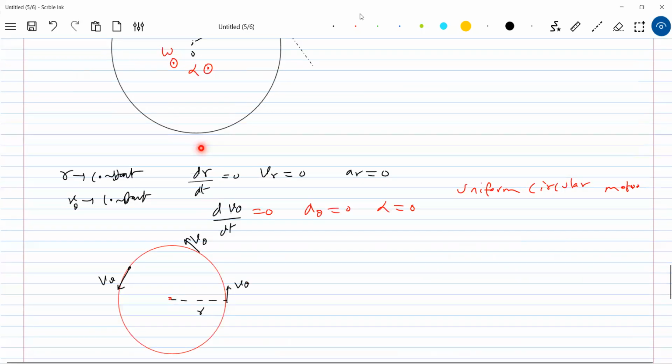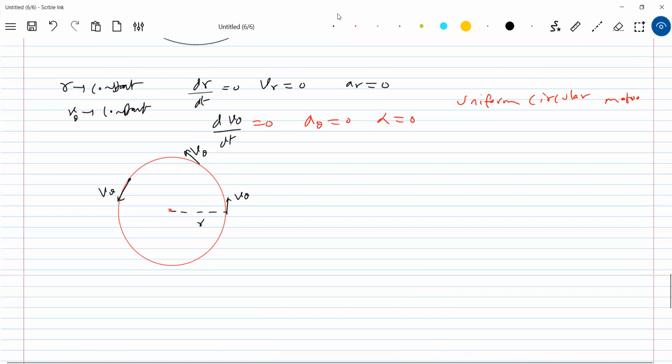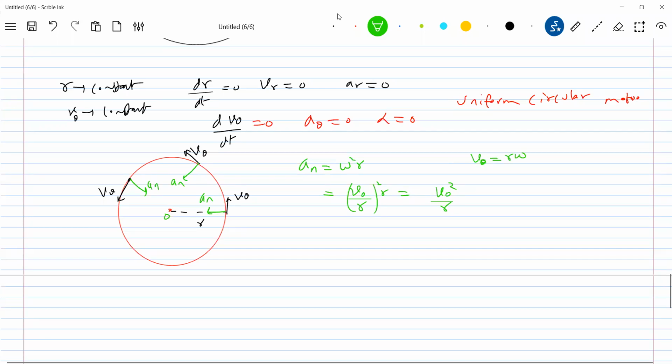So what is en cap? En cap is radially outward. Therefore it will have one acceleration called the centripetal acceleration. So what is AN equal to? AN equal to omega square r. We know a few formulas. V theta equals r omega. So in place of omega, you can write V theta by r, so it can also be written as V theta square by r. These are the various forms.